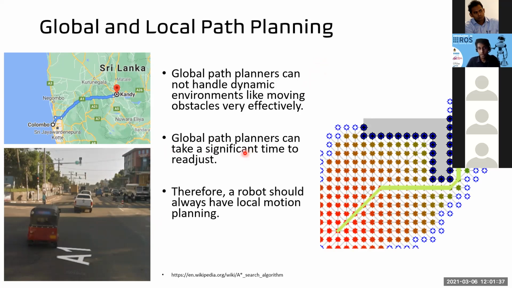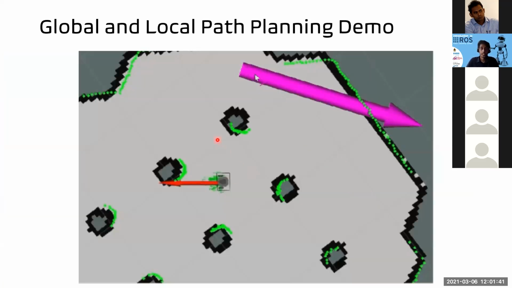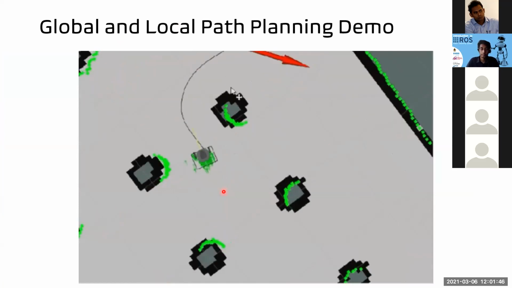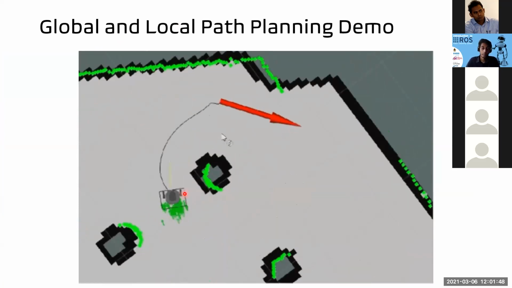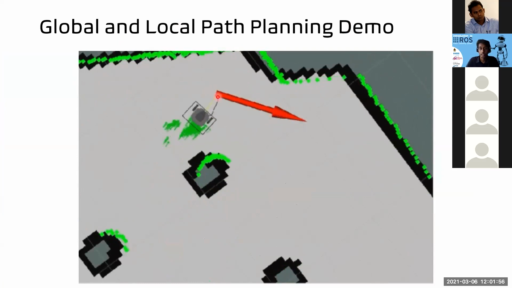So that is global and local path planning. I hope you got the idea. And this is a small demo for the same Turtlebot robot. The Turtlebot robot was somewhere around here, and we have given a navigational task to go here. So we have given the final position it needs to go to, and the orientation.